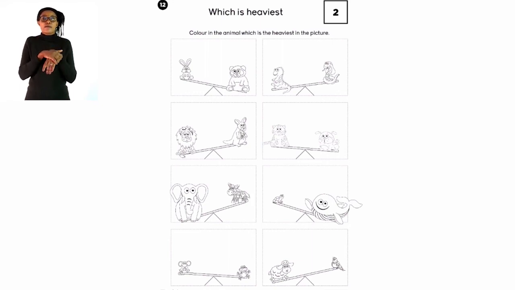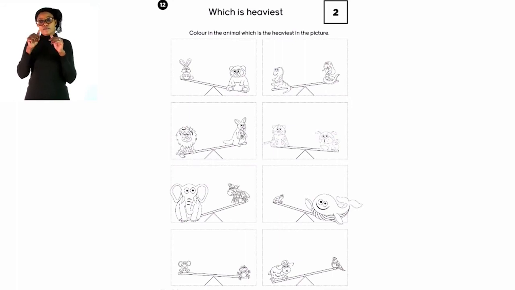Now let's look at the first block. What animals are there in the first block? It is a rabbit and it is a bear. Good. So which one is heavy? We have to color in the bear because the bear is heavier than the rabbit. Good.